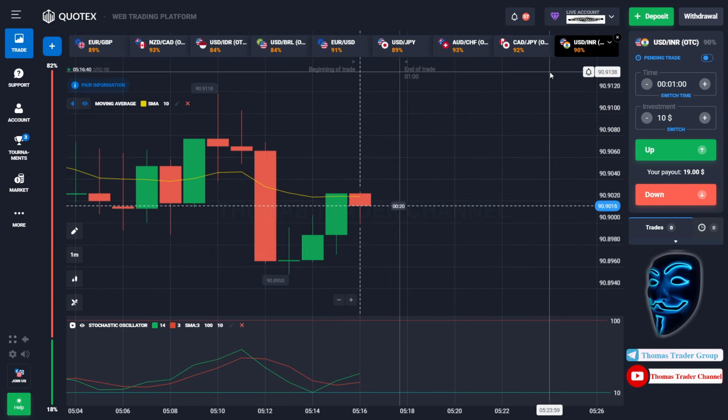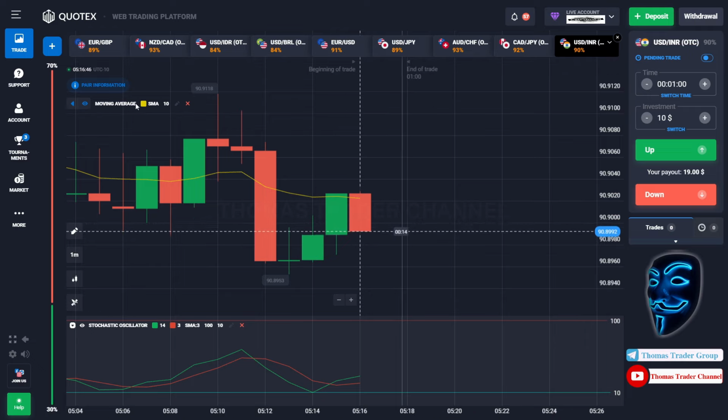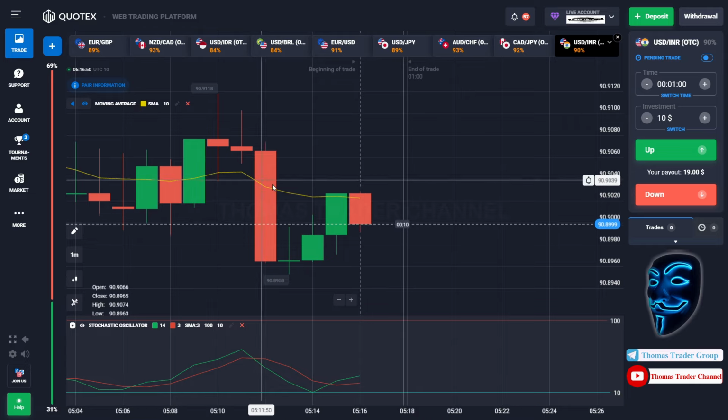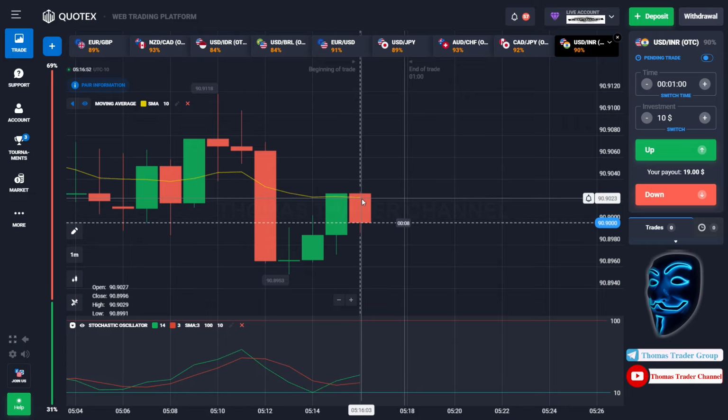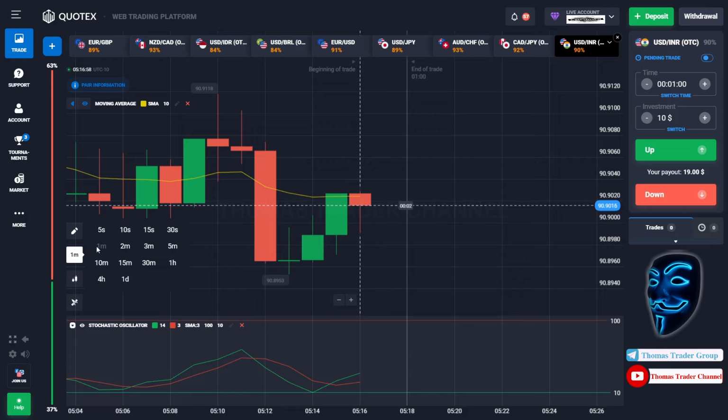Let's start our trading session for today. Today we are using two indicators. The first one is moving average, which is the yellow line over here. And the second indicator is stochastic oscillator. And today we are using 1 minute time frame for the candlestick.